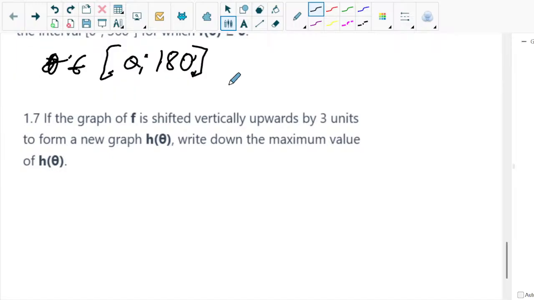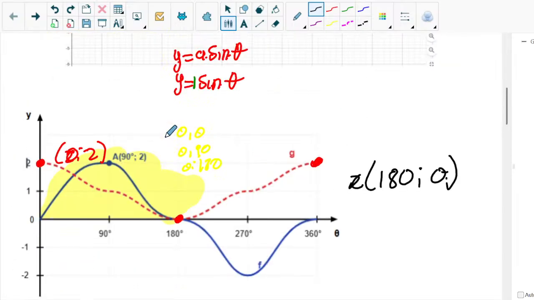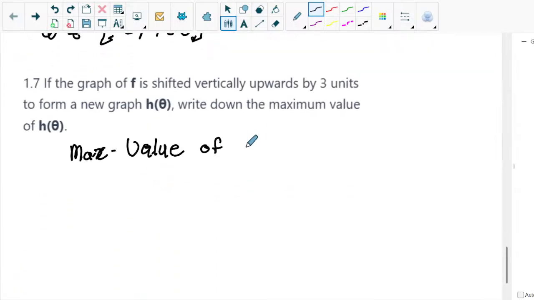Let's go to f. This one we don't have to try to be fancy on. What is the maximum value of f? It's 2. Plus 3, because we're adding 3 units upwards. 2 plus 3 is 5. So the maximum value of h of theta is equivalent to 5.